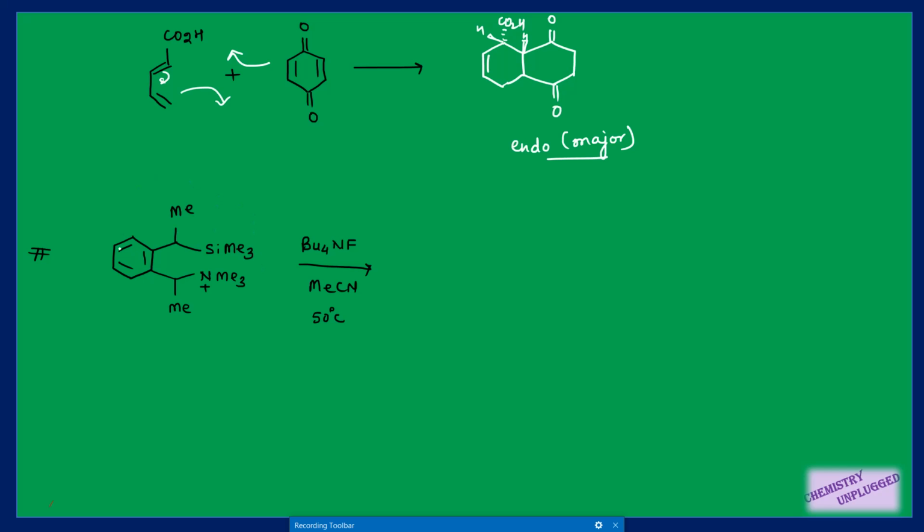So this is the question. This type of example has also come in the NET examination. In this case they are using tetrabutyl ammonium fluoride. This will basically provide us fluoride, which will attack on this silicon. This bond will shift here, this will shift here, and this will be removed.